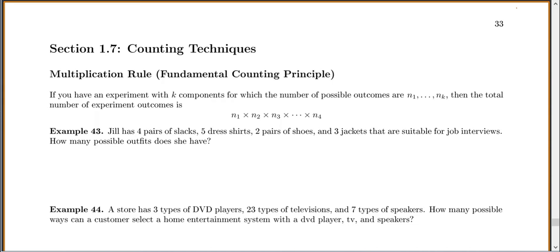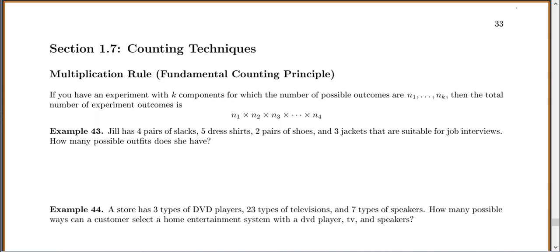First we'll learn about the multiplication rule, or the fundamental counting principle. So this says, it sounds very official, it's not as bad as it sounds. If you have an experiment with k components, for which the number of possible outcomes are n1 up to nk, then the total number of experimental outcomes would be n1 times n2 times n3 up to nk. So again, let's just look at what this actually does.